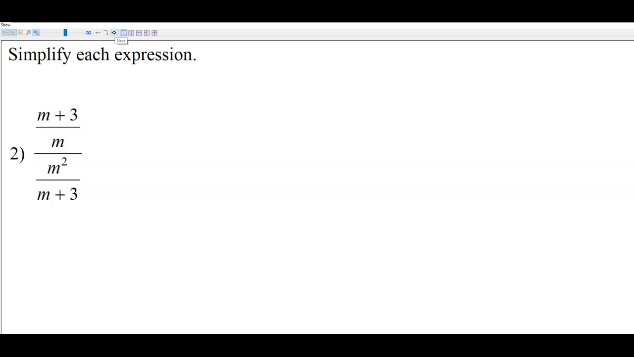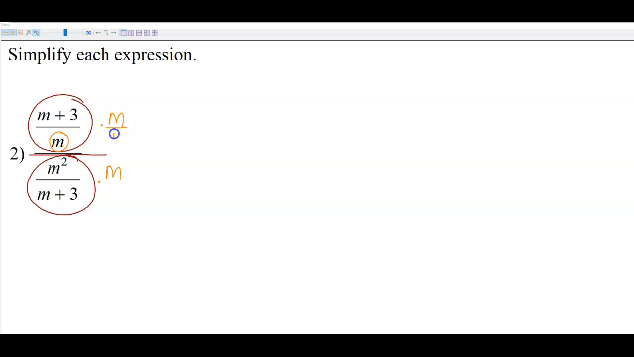All right. So once again, it's kind of hard to find out where it is. I wish they would make the fraction bars different sizes, but you can kind of tell that that's the fraction bar for the big fraction. There's the numerator, and there's the denominator, right? So let's go ahead and get rid of this little denominator first. So I'm going to multiply the top by m, and I'll multiply the bottom by m.